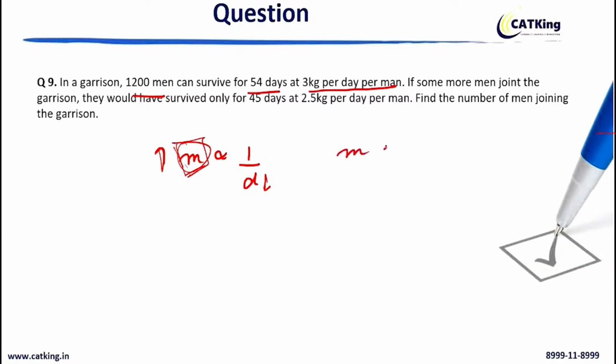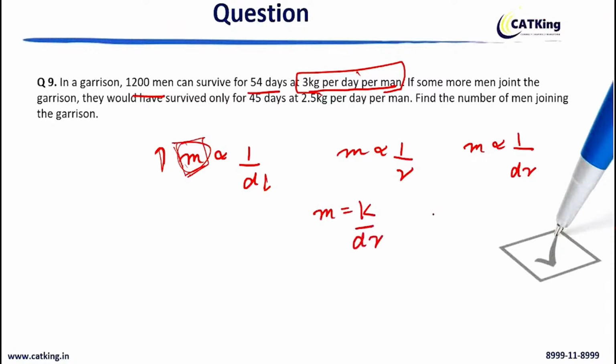Similarly, men will be inversely proportional to what? The rate of consumption, which is 3 kg per day per man. Because if they eat more, then they will survive less. As simple as that, correct? So M becomes inversely proportional to both D and R. So I can write M = K/(DR), or simply MDR = K. So M1 D1 R1 = M2 D2 R2, as simple as that.